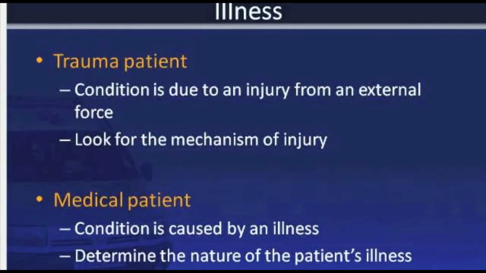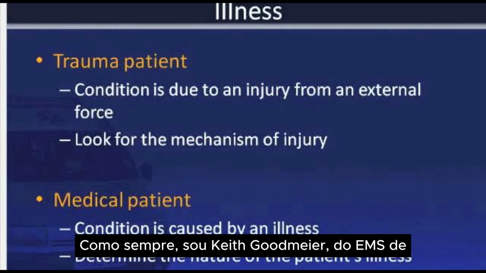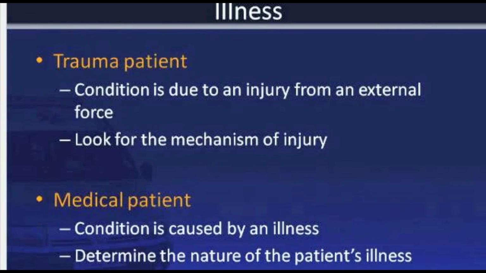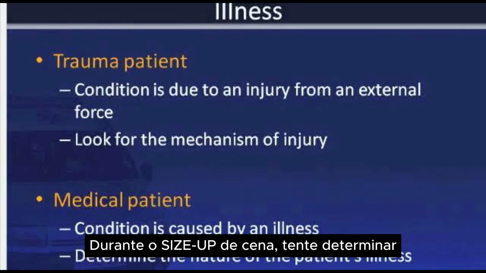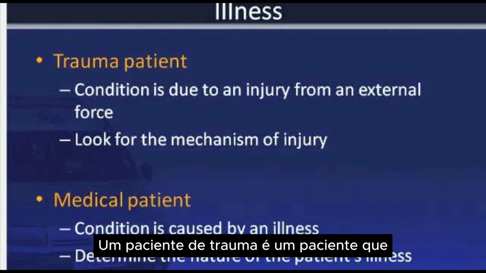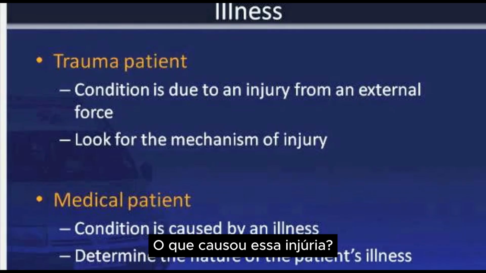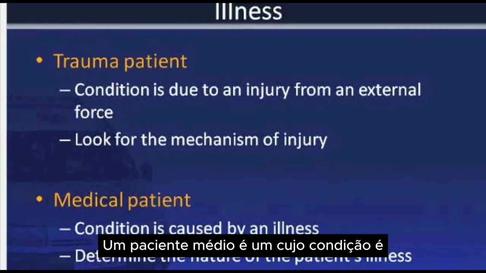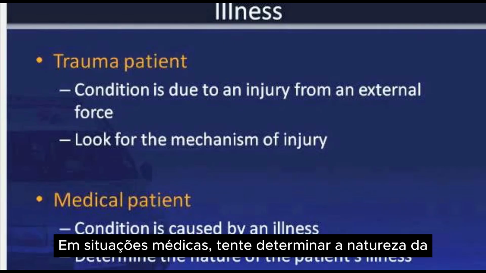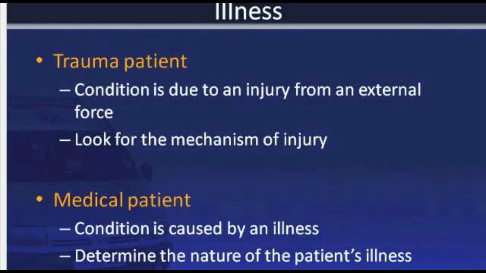During the scene size up, as always, this is Keith Whitmire with Wayne County EMS. During the scene size up, try to determine the nature of the patient's problem. A trauma patient is one who has experienced an injury from an external force. In trauma situations, look for the mechanism of injury. What caused that injury? A medical patient is one whose condition is caused by an illness. In medical situations, try to determine the nature of the patient's illness. So we look for an MOI or an NOI: mechanism of injury or nature of illness.